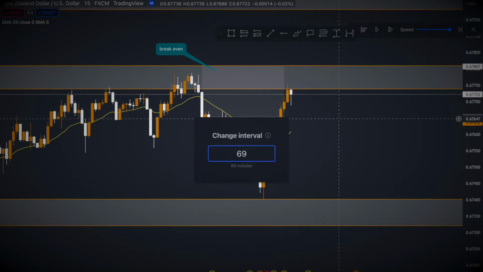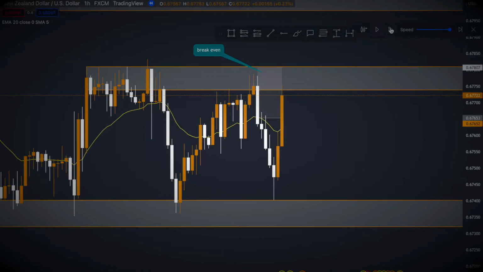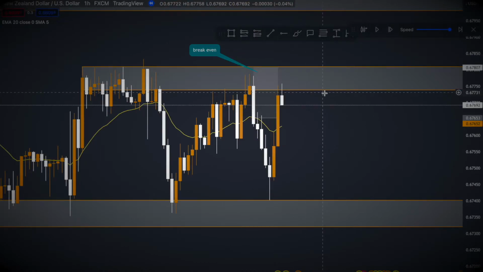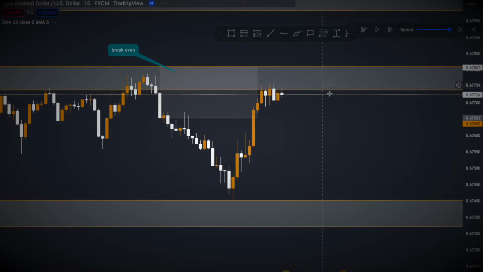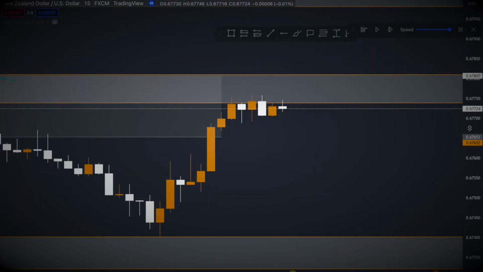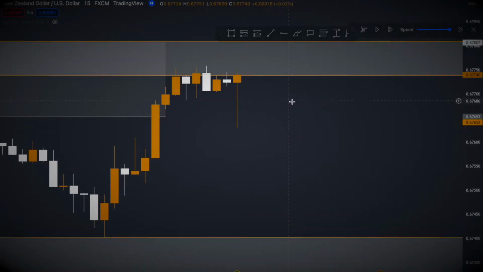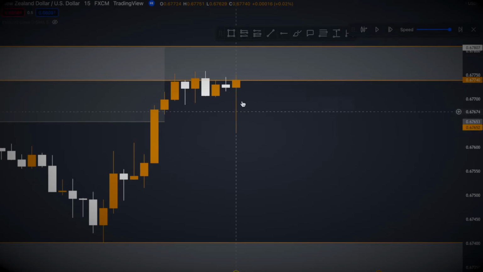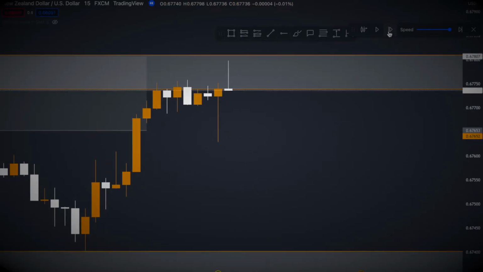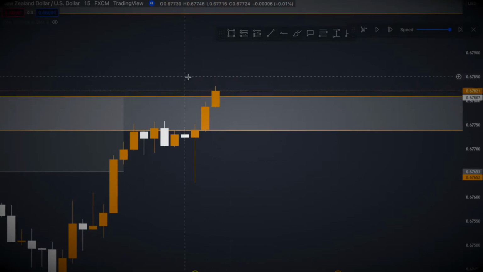I'll carry on. Go to my 1 hour time frame again. We've seen 1 wick above here. 2 wicks. Go to our 15-minute. What do we see? Take this moving average out of the way. Okay, strong rejection. Buying pressure. Strong bullish candle. And it's exited our zone.